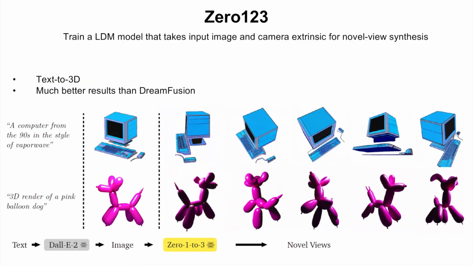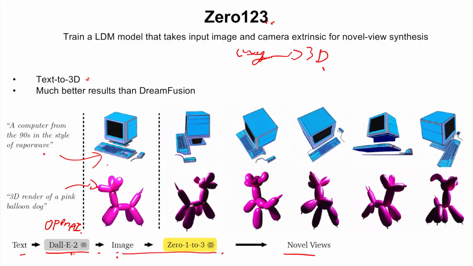And text to 3D. So originally it takes image to 3D, right? But we can do text to 3D as well. At that time, DALL-E 2, maybe from OpenAI, I think, did text to image. These days, Nano Banana from Google is much better, but at that time, DALL-E 2 was very good. So text to image, and then we can get some image, and then we can pass the image to Zero-1-to-3 for the novel-view synthesis.